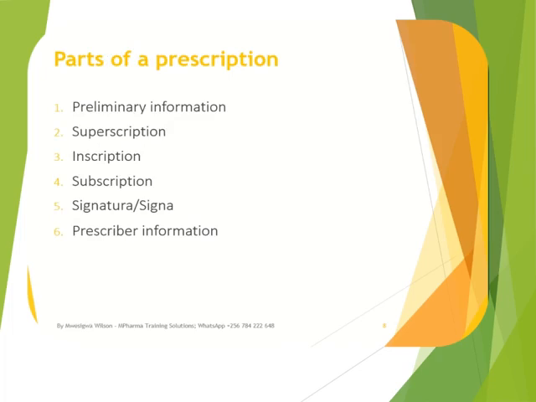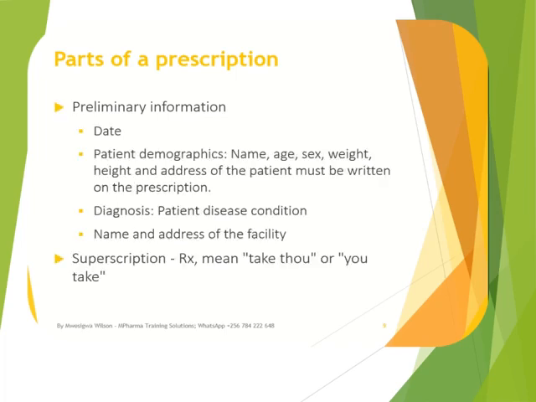Parts of the prescription. The prescription has basically 6 parts: preliminary information, superscription, inscription, subscription, signal, and the prescriber's information, so you could have refill information for those which are used. Now, what does each one contain?